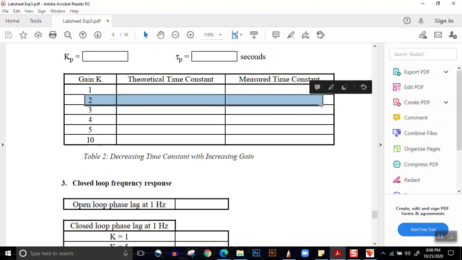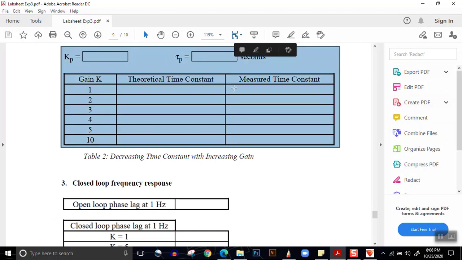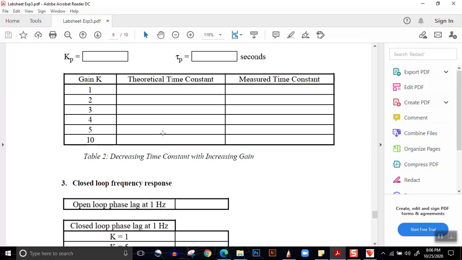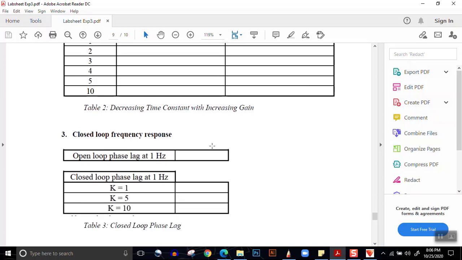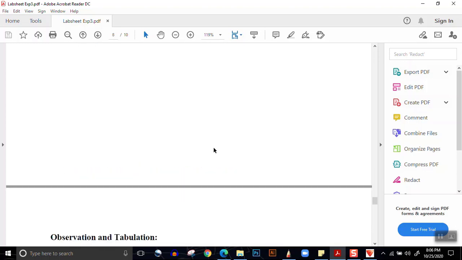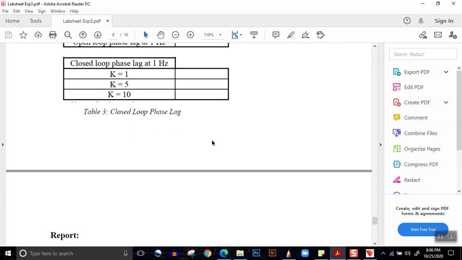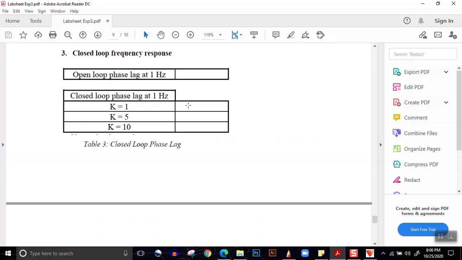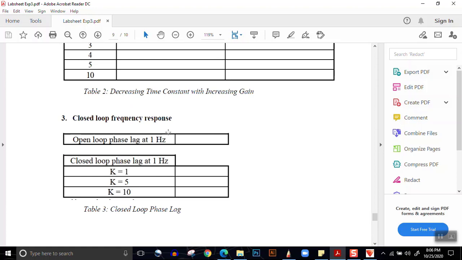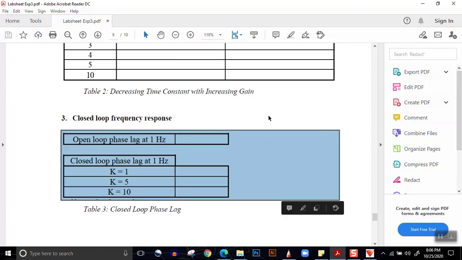We will have to see all the things. We have to find if these are equal for gain equal to 1, 3, 4, 5, and 10 respectively. That is for you to do. And the last thing we require to do is the closed loop frequency response. Closed loop frequency response is just what we did in experiment 2. In experiment 2, we used a wide range of frequencies, but in this case, we'll just take 1 Hertz.